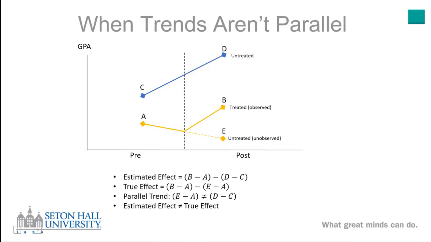But let's say we chose as our control group a school that did not meet the parallel trends assumption. We chose a school where the change in the top school did not mirror the change in the bottom school, were it not for the treatment. And so the difference between C and D is not the same as the difference between A and E. And so our estimated effect here is not equal to the true effect.